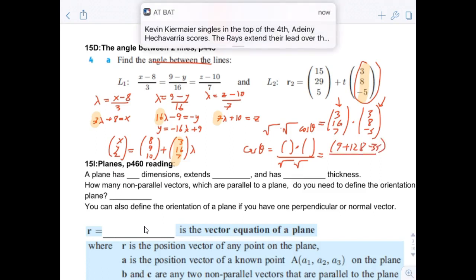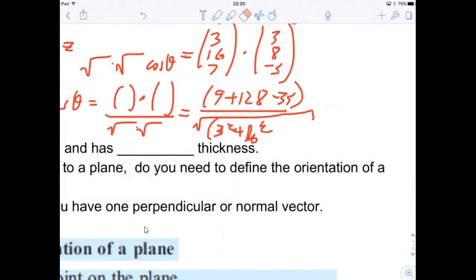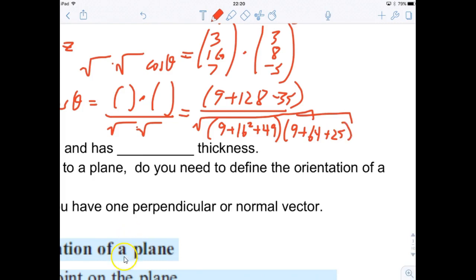The denominator would be a huge mess. It would be 3 squared plus 16 squared. Gosh, terrible writing. Okay, the square root of 3 squared plus 16 squared plus 7 squared, times 3 squared plus 8 squared plus 5 squared. Okay, so, wow. Let me calculate that and I'll get back to you.